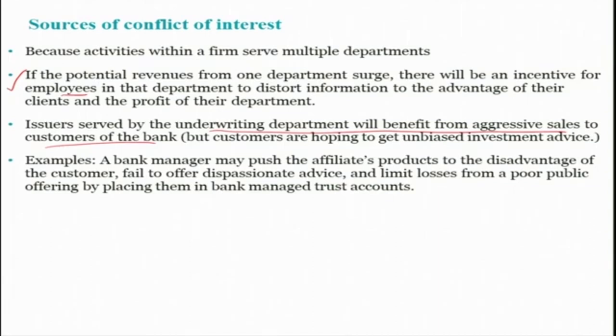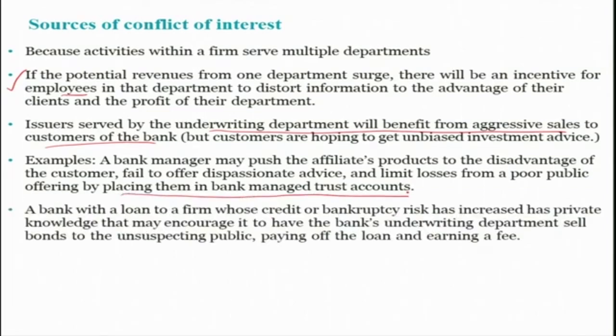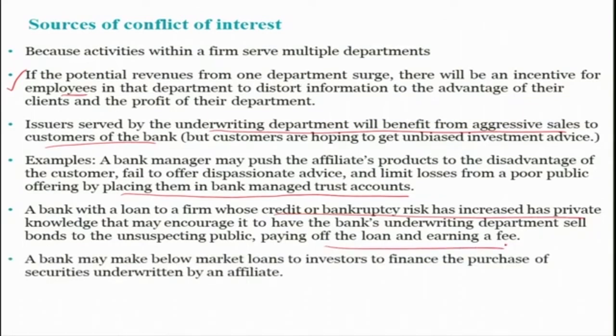So let's take some examples for that. A bank manager may push the affiliate's products to the disadvantage of the customer, fail to offer dispassionate advice, and limit losses from a poor public offering by placing them in bank-managed trust accounts. That is one. A bank with a loan to a firm whose credit or bankruptcy risk has increased has private knowledge that may encourage it to have the bank's underwriting department sell bonds to the unsuspecting public, paying off the loan and earning a fee. So these are all some kind of cheating, right?